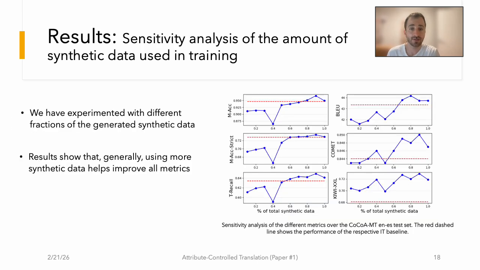We have also carried out a sensitivity analysis of the amount of synthetic data that can be used for training. Generally, we see that using more synthetic data is better for all metrics. This means that we have not reached a ceiling, and budget permitting, more synthetic data could be sampled for more training.